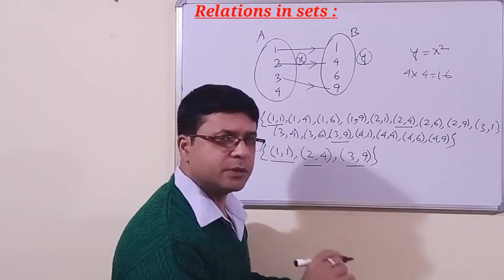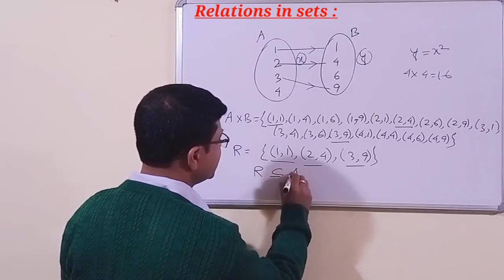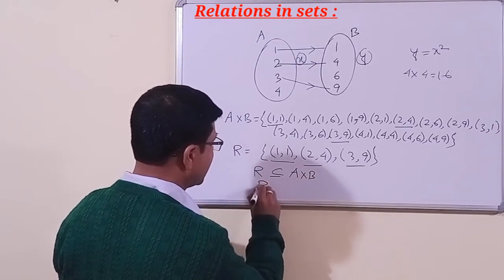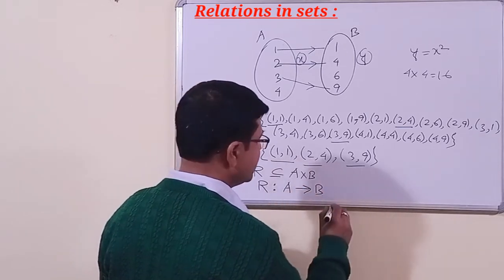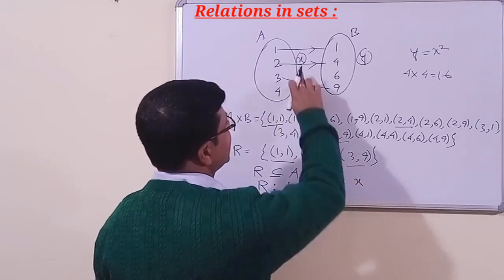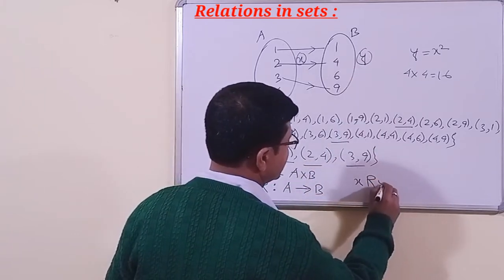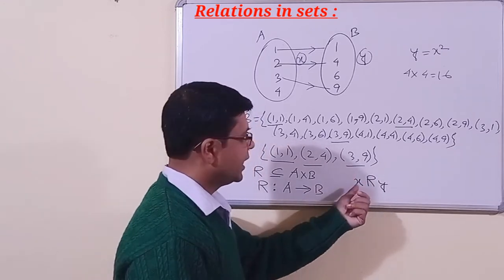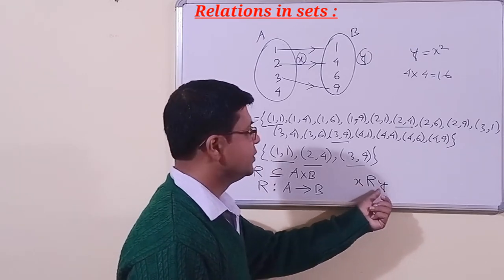So in this discussion we understood that R is a subset of A cross B. If R is a relation from A to B, or we say that if this element X is related with this element Y, we write X R Y. That means X is related to Y. In this way we read it.